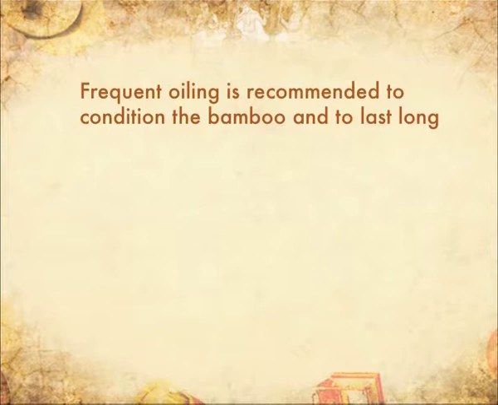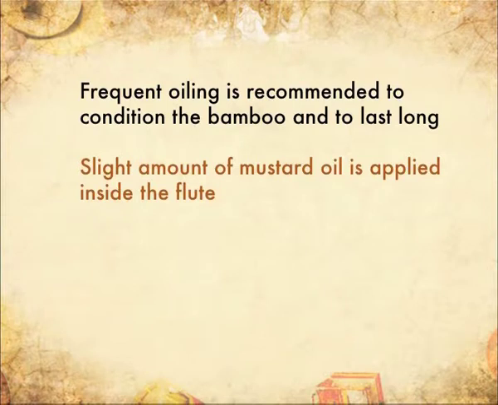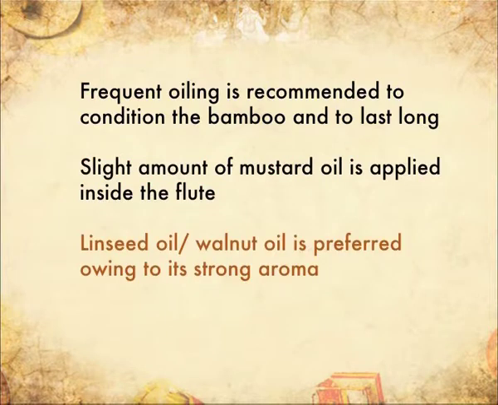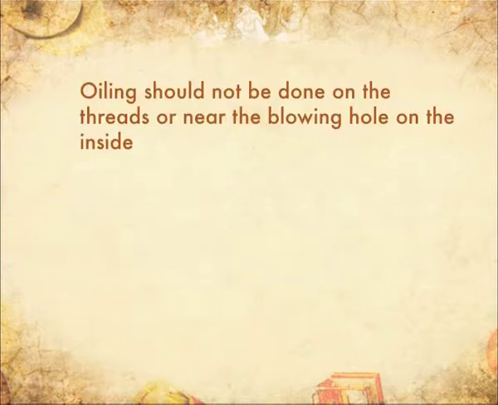Frequently oiling the flute is recommended as this conditions the bamboo and makes it last longer. Usually, a slight amount of mustard oil is used on the inside of the flute. Some flute players and makers prefer linseed oil or walnut oil to mustard oil owing to its strong aroma. Oiling must never be done on the threads or near the blowing hole on the inside.